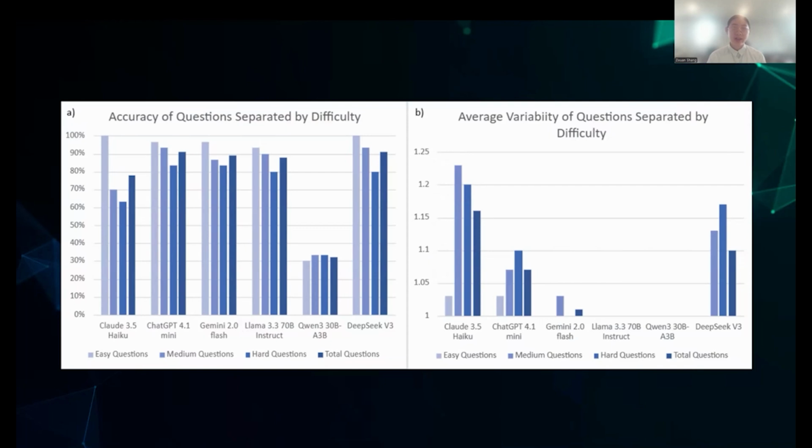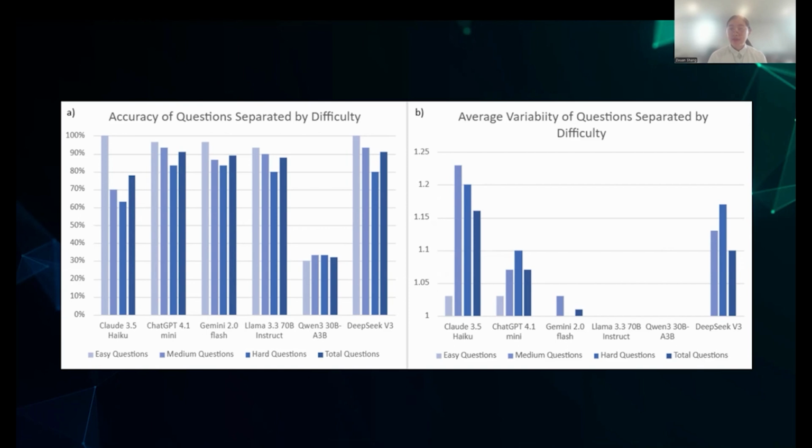Here's the average accuracy of questions separated by difficulty. And as you can see, Qwen had the lowest accuracy across all the models, while ChatGPT 4.1 and DeepSeek V3 had the same exact accuracy across total questions, which is 91.1%. And as you can see, there is a general trend where as the difficulty increases, the average accuracy drops, which is quite common sense.